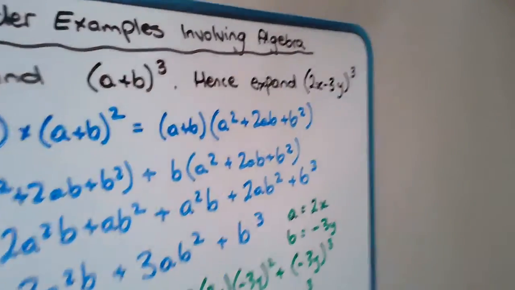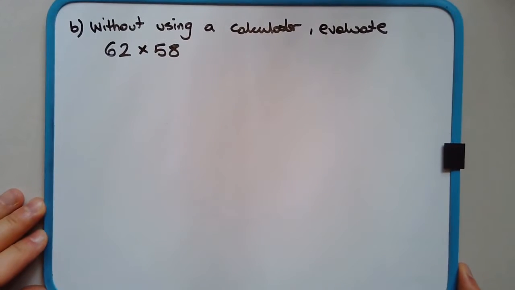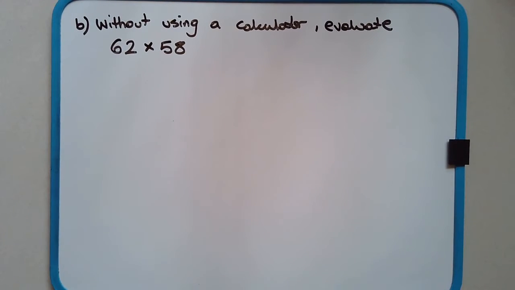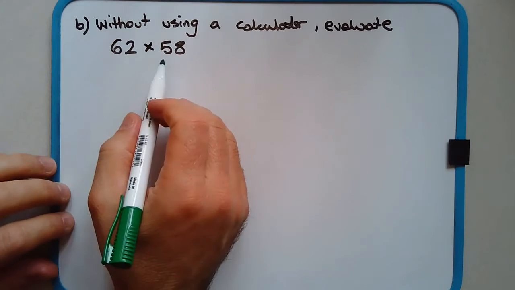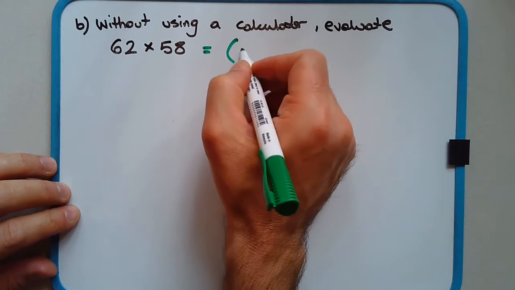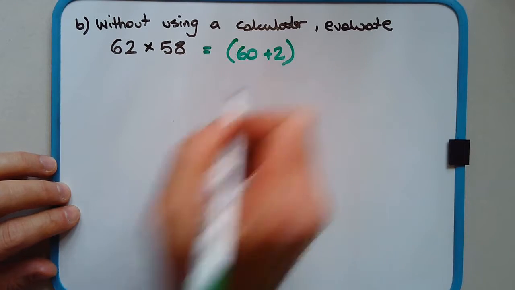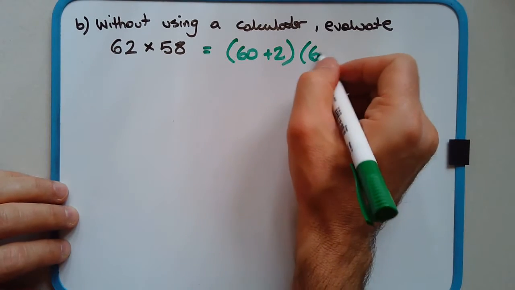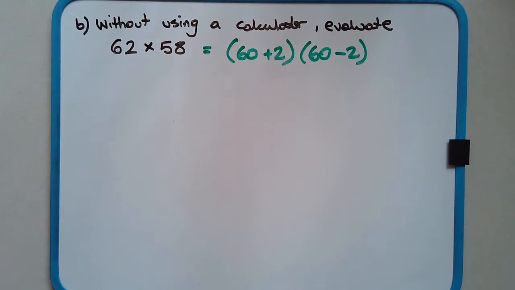All right, let's move on. Next example. So without using a calculator, evaluate 62 multiplied by 58. And the clue there is we need to use a difference of two squares. We can express the 62 and the 58 in terms of the number 60. In fact, we could write this as (60 + 2) multiplied by (60 - 2).